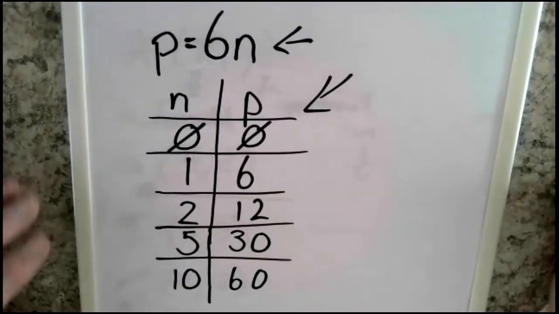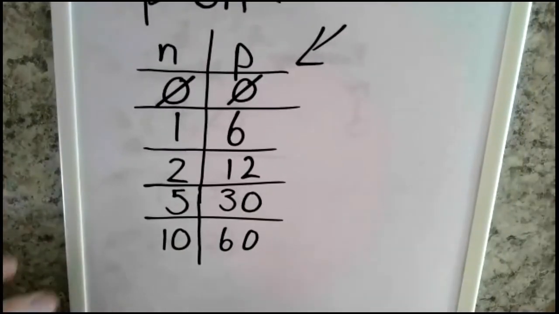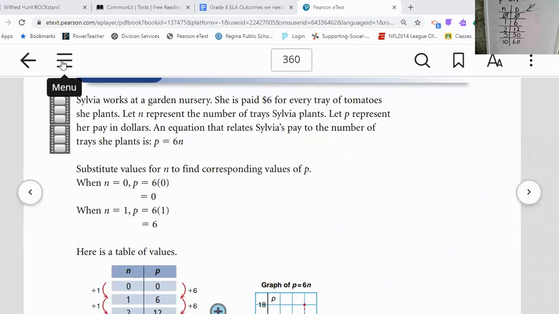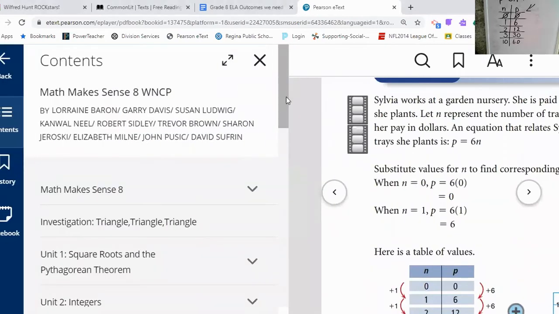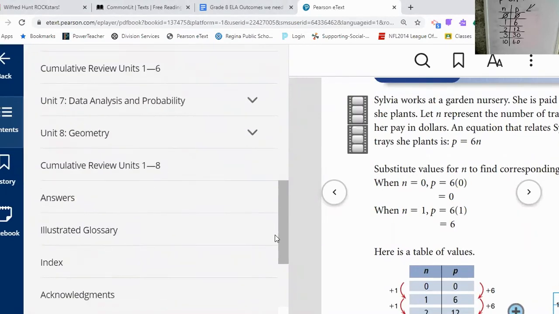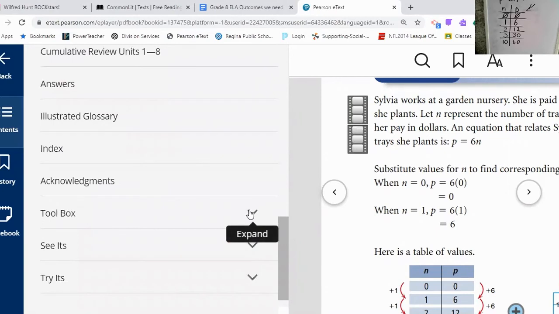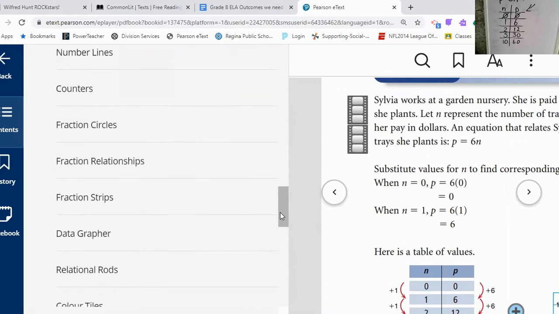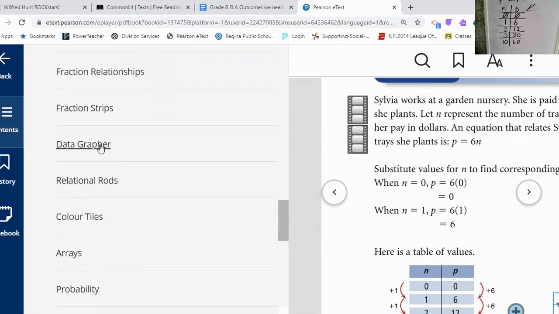And the last thing we have to do for this lesson is create a graph. So let's go do that. How do we do that? Well, we are going to go back to our textbook here, and we're going to click these three little bars. We're going to drop down to our toolbox. Where is our toolbox? Down, down, down, right here. We're going to expand the toolbox until we see data grapher right there.